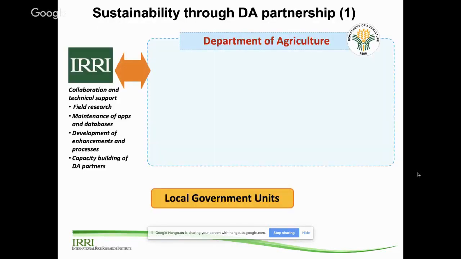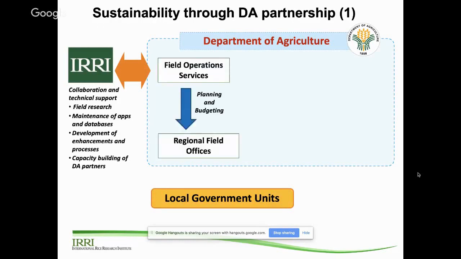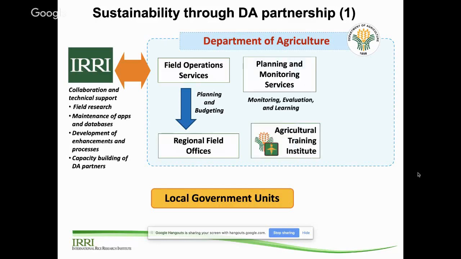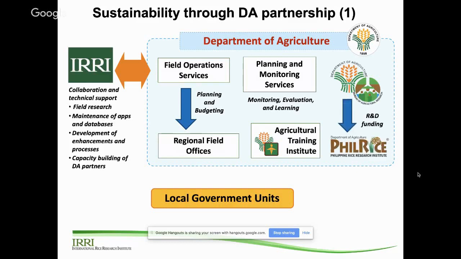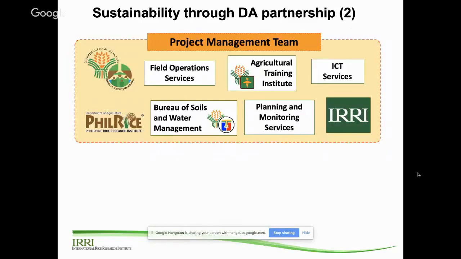Now, with the sustainability plan for this RCM in the Philippines, we still work with the DA, and this process will involve a lot of agencies under the Department of Agriculture, but the main point for dissemination is still the local government unit. Okay, next. Yes. So we have this project management team that's steering the activities of the rice crop manager within the DA, different organizations within the DA plus ERI.